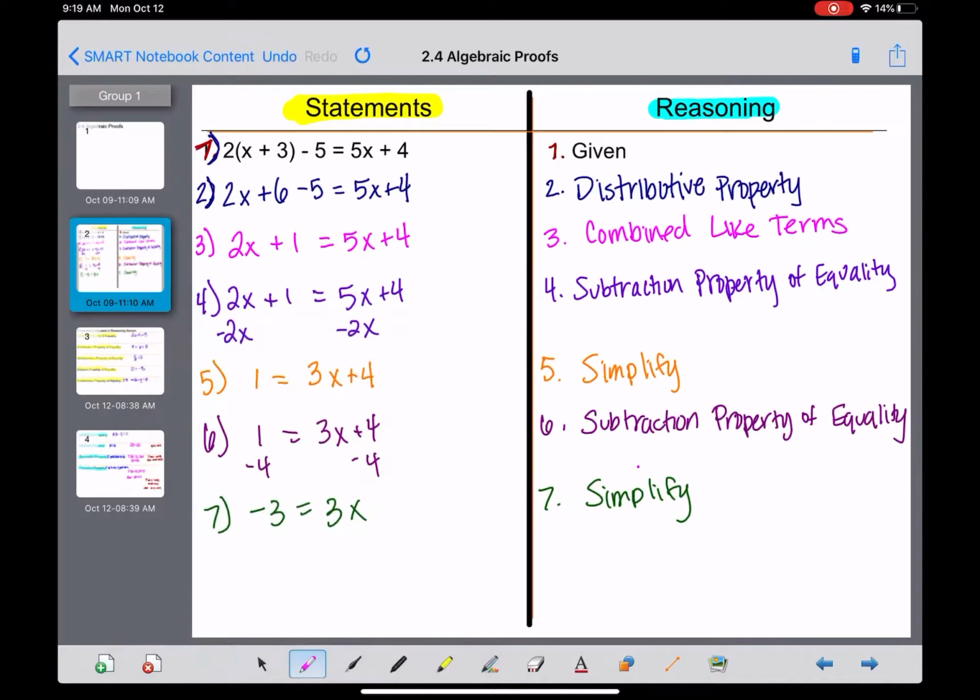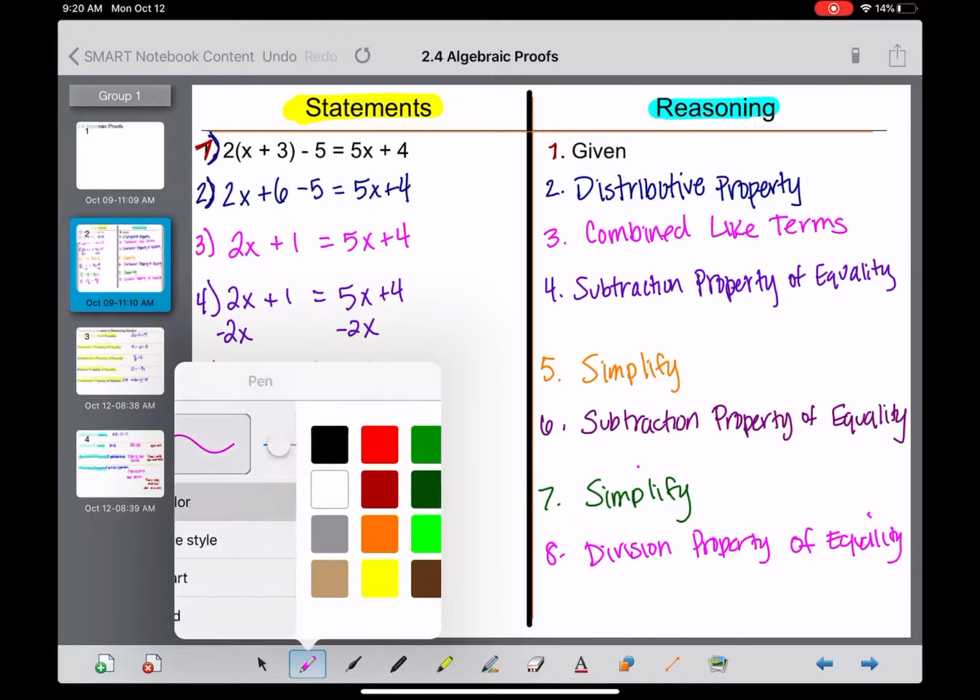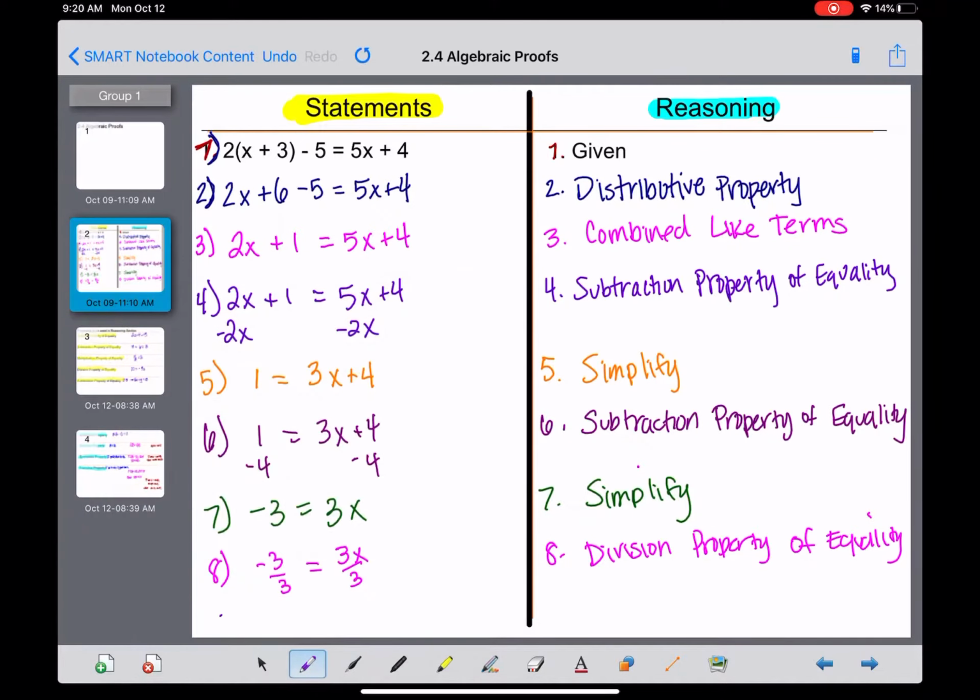And then finally, to isolate x, I'm going to divide by 3. That's my division property of equality. And x is finally by itself, so negative 1 is equal to x, which is simplify.